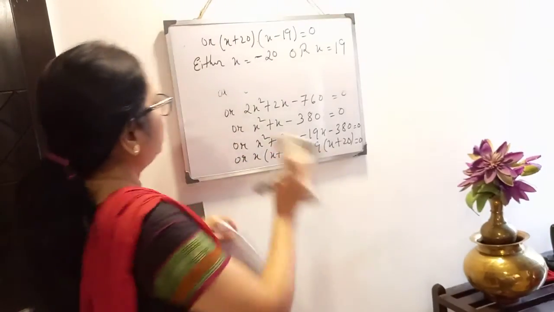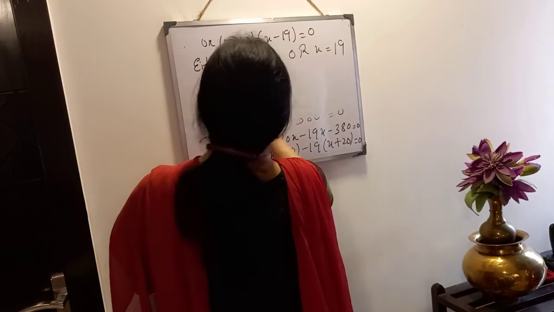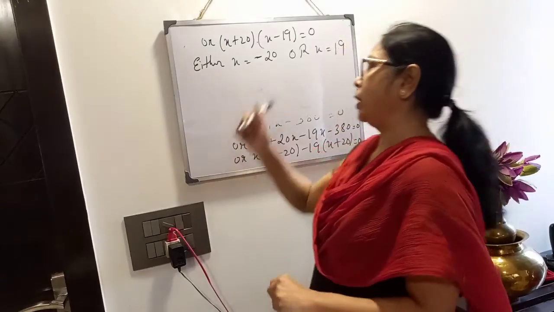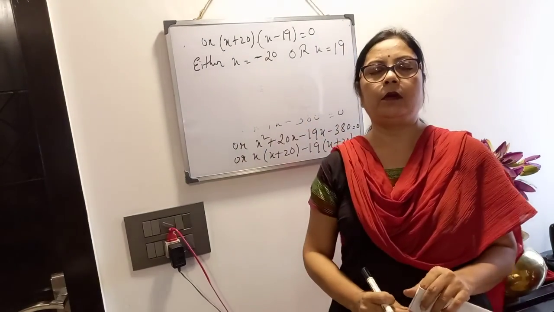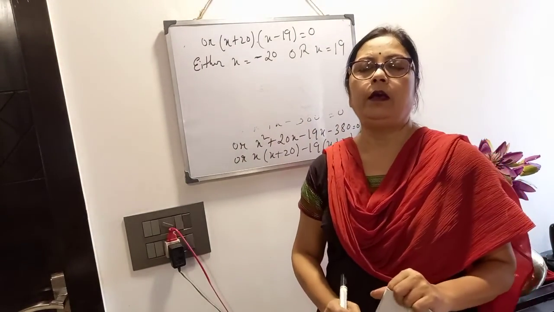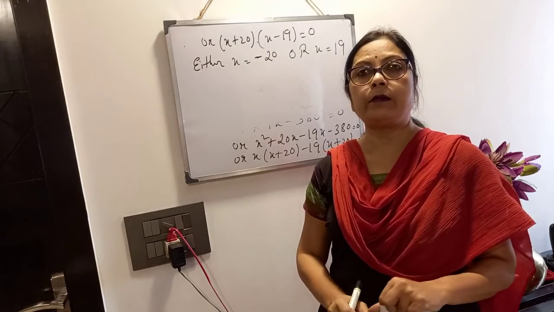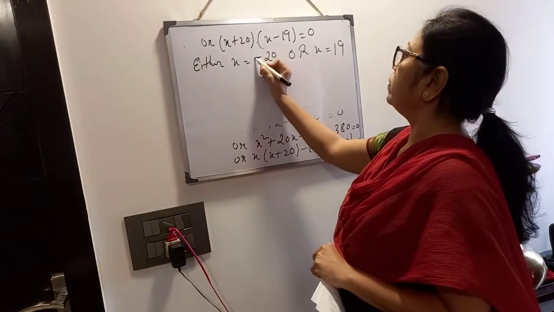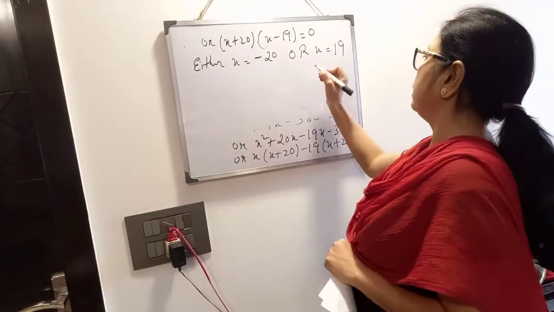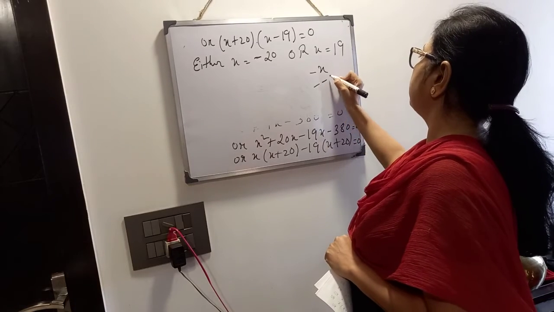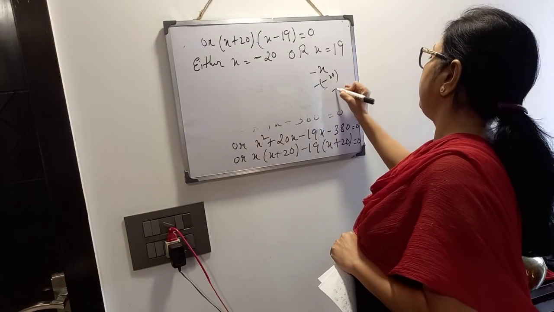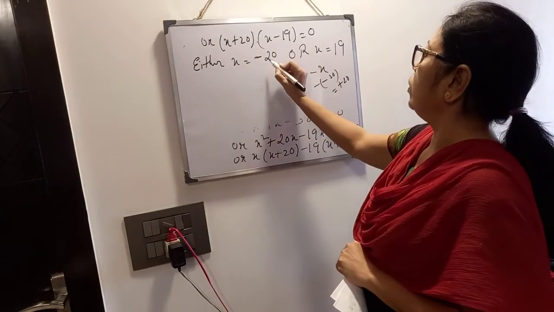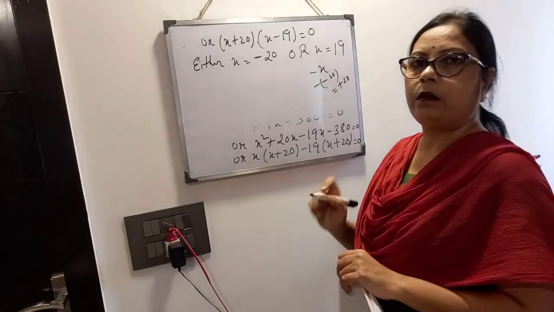Now you are not present in front of me, but I am sure when I ask you what will be the answer, you will tell minus 20 as it is a negative number. It is wrong. Why? You have considered the numbers are minus x and minus x minus 1. So if you consider x equals to minus 20, then minus x means minus of minus 20. It will become a positive number. Clear? So you will not consider this, only you will consider 19.